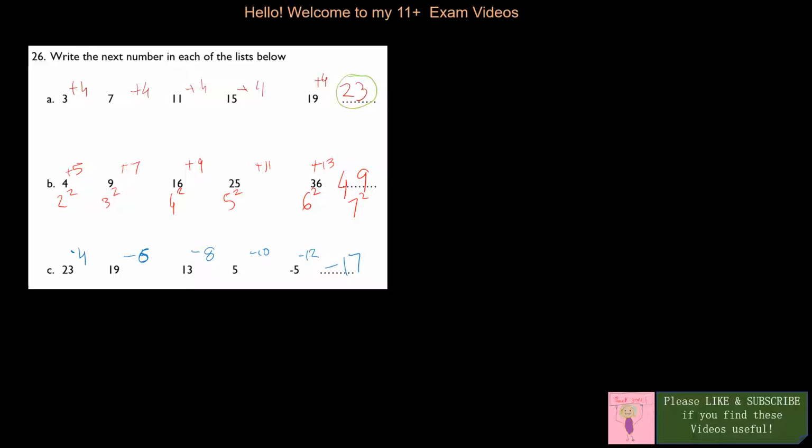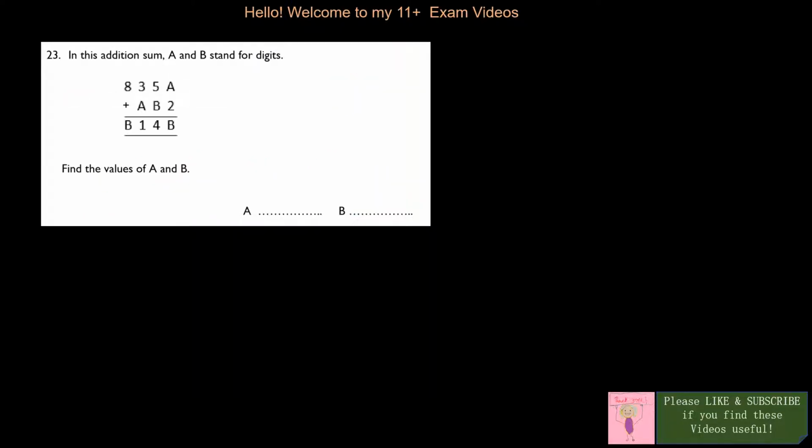Next one. In this addition sum, A and B stand for digits, right? Now let's do some thinking with this one. So A plus 2 equals B. 5 plus B equals 4. 3 plus A equals 1. 8 plus something equals B.